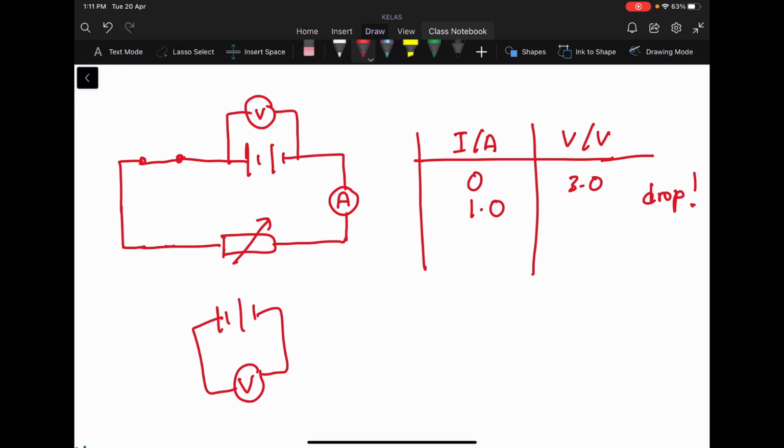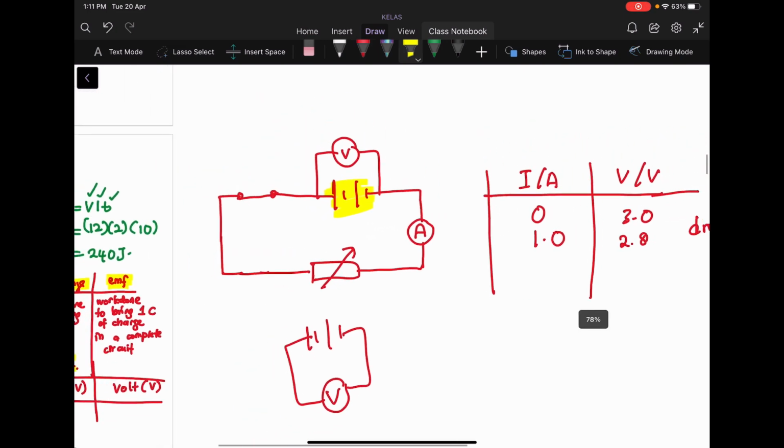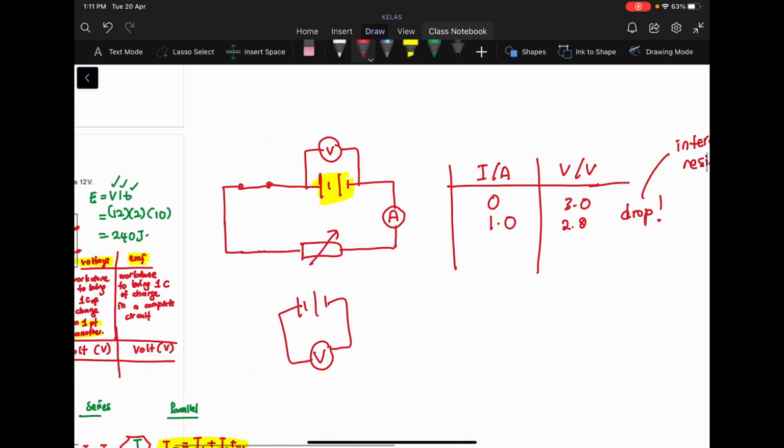So contoh dapat 2.8. Mana pergi 0.2 tu? That is voltage drop. The question is, why the voltage drop? What makes the voltage drop? Alright. So, katalah awak teruskan eksperimen jadi 1.2, this one jadi 2.6, 1.0 apa? 1 point apa pula? 1.4, dia jadi 2.4 and so on and so forth.